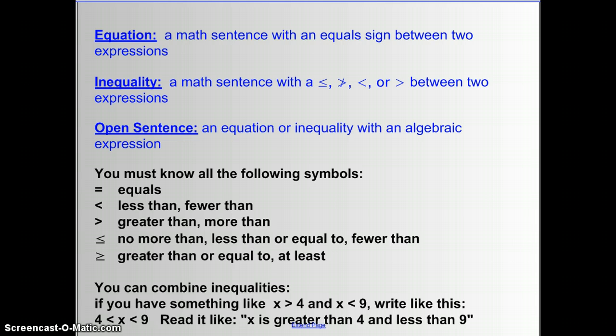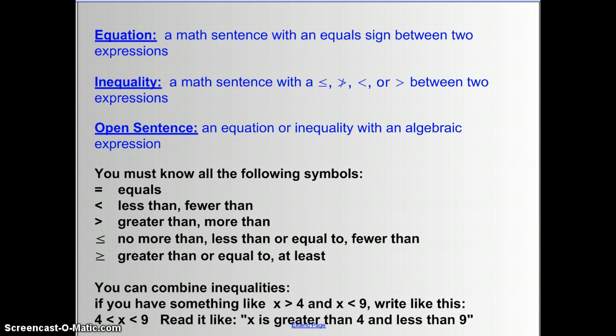Now, an inequality is a math sentence, but instead of an equal sign, you're going to have a less than or equal to, a greater than or equal to, a less than or greater than between those two expressions. An open sentence is an equation or an inequality with an algebraic expression. So an open sentence always has a variable in it. You need to know all the following symbols and what they mean: equals, less than, greater than, less than or equal to, or greater than or equal to.